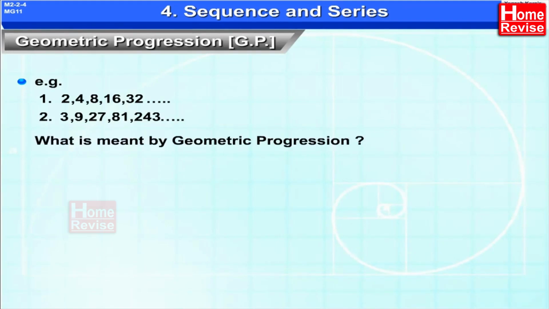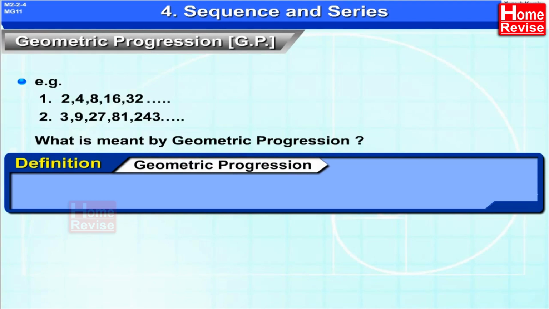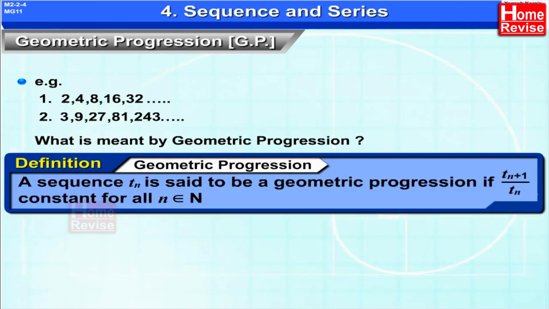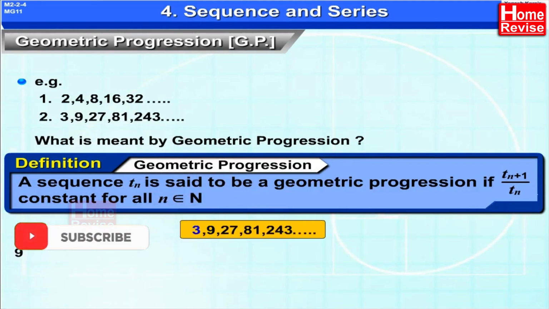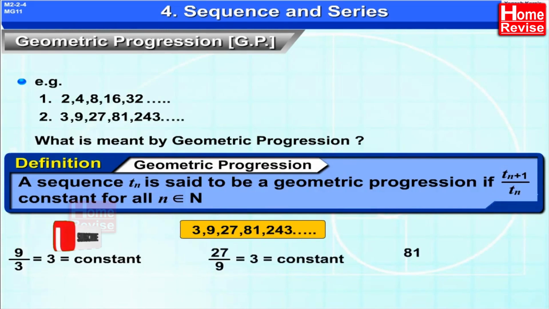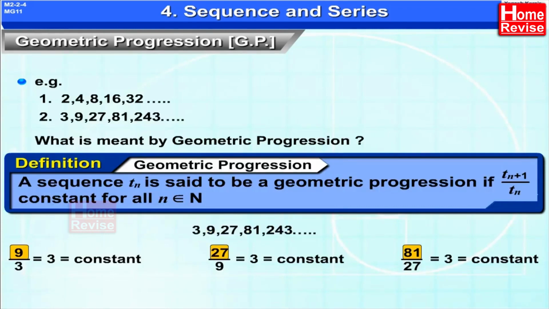Then what is meant by geometric progression or GP? Let us see the definition. A sequence Tn is said to be a geometric progression if Tn plus 1 upon Tn is constant for all n belonging to N. In the above example, 9 divided by 3 is 3, 27 divided by 9 is 3, 81 divided by 27 is 3, which means that Tn plus 1 upon Tn is constant in the above sequence. That means the above sequence is in geometric progression.